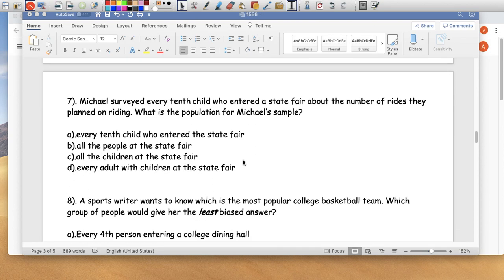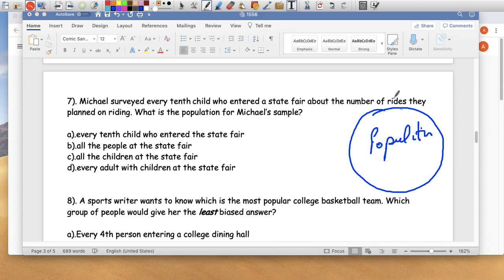Number 7. Michael surveyed every 10th child who went to a state fair about the number of rides they plan on riding. What is the population for Michael's sample? Every 10th child who entered the state fair is your sample, right? So here's everybody who's coming. So let me write this down. Here's the population: everyone coming to the state fair.